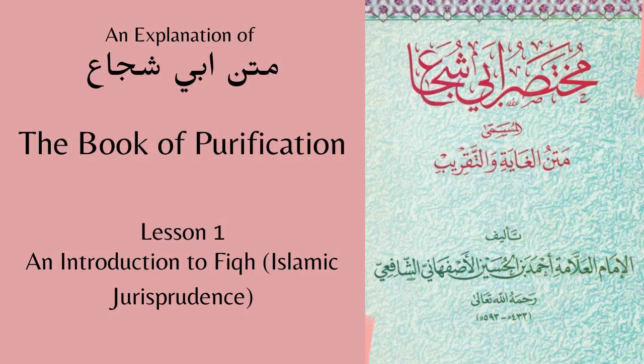A mukhtasar is a book ما قل ألفاظه وكثر معناه. It's a book which has few words but is rich in meaning. So those words are explained. And so you'll find that sometimes books are very short. They're very concise books. But the ulama, when they explain them, they write 2 or 3 volume explanations of them. Like Khatib al-Shirbini, he wrote the explanation of this very concise text in 2 volumes.